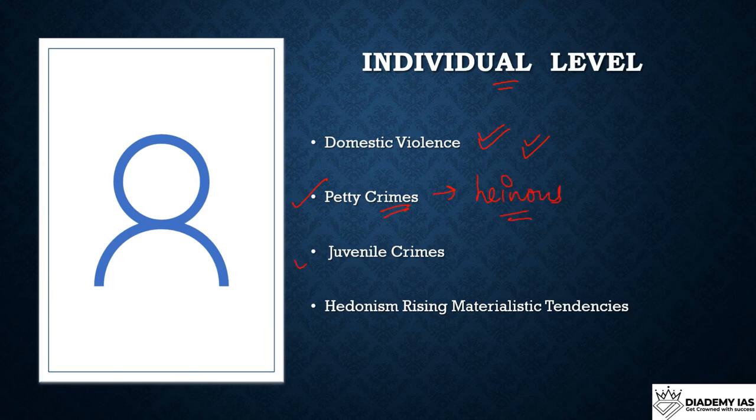Okay, there are also juvenile crimes. They are increasing in number because parents nowadays are not paying proper attention. We will read about the role of family, but these are increasing because at the individual level the child is not able to grasp the value of ethics. First of all, they are not being taught ethics.